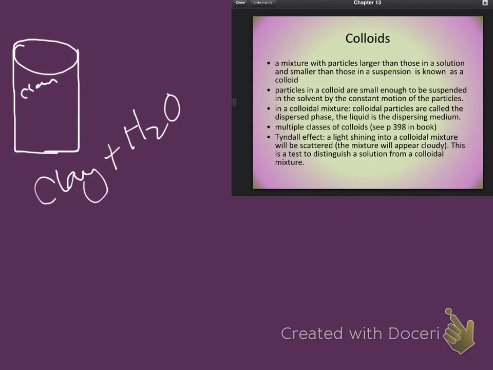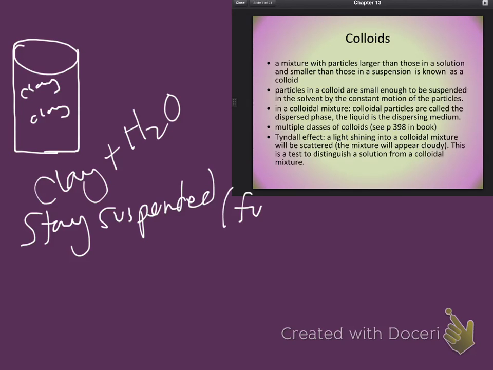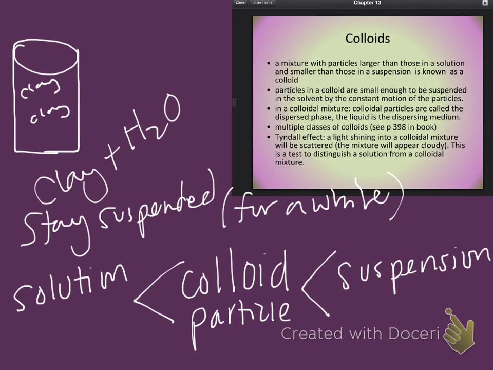So when we take that clay and water, it will stay suspended for a while. The particles in a colloid relate to the particles in a suspension and the particles in a solution like this: colloidal particles are bigger than the particles in a solution, so they won't stay evenly distributed. But they're smaller than the particles in a suspension. They'll stay there for a while. It'll take them longer to settle. And clay water is the classic example.